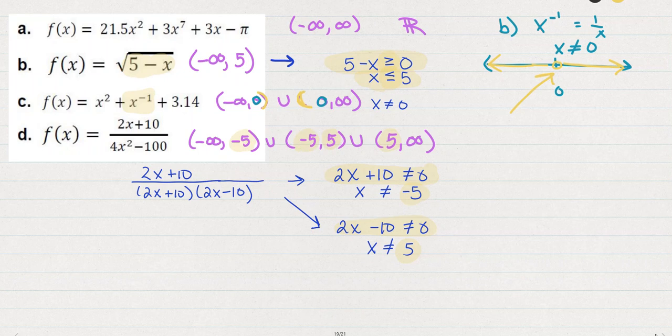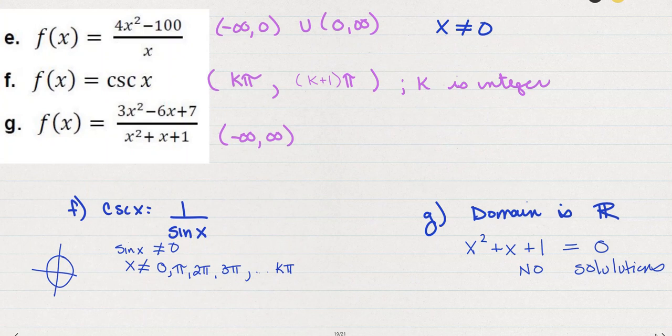For letter E, 4x squared minus 10 over x, we see that this is continuous except at 0. And so we'd write that in interval notation, negative infinity up to 0, or 0 to infinity. This union symbol means that it's continuous on this interval, or, the union means or, the second interval.